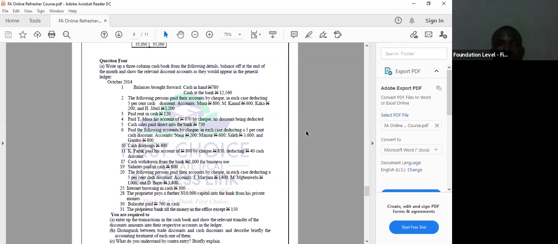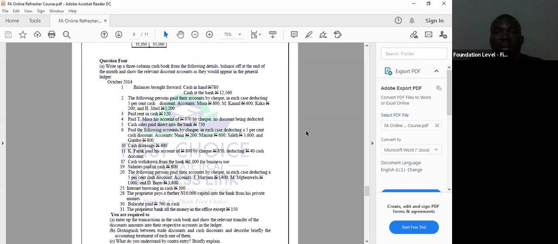We have different types of cash book: a single-column cash book, a two-column cash book, and a three-column cash book. A single-column cash book has just the cash column alone, so you have the date, the particulars, and the amount, which is for cash. A two-column cash book has both cash and bank. For a three-column cash book, they add another column, and that column is discount received or discount allowed.